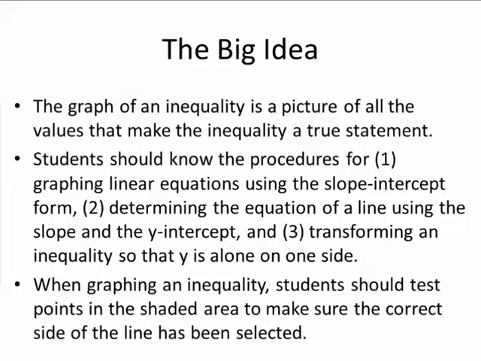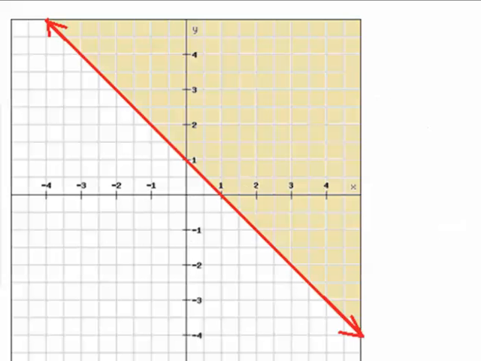Okay? So there's going to be a procedure we're going to use. One, we're going to graph the linear equation using the slope-intercept form or the point-slope form or whatever form you want to. We're going to determine the equation of a line using the slope and the y-intercept, and then we're going to transform an inequality so that y is alone on one side. Okay? So several things going on there. I've probably confused you with that. And then I'll show you how to decide which side to color on. We're going to get to use crayons. Yay! Crayons to color on one side of the line or not.